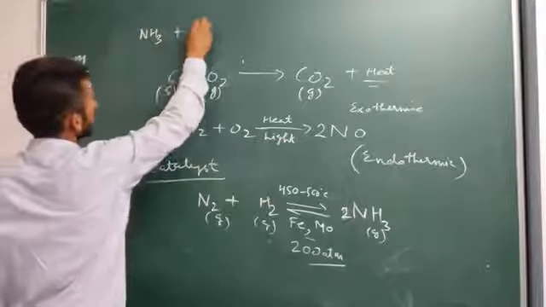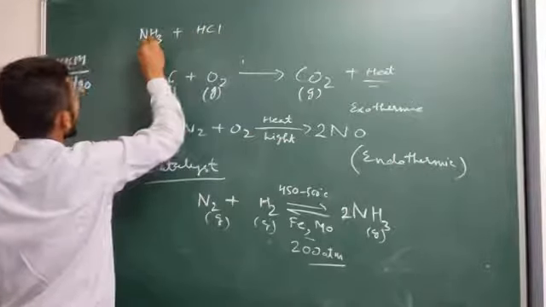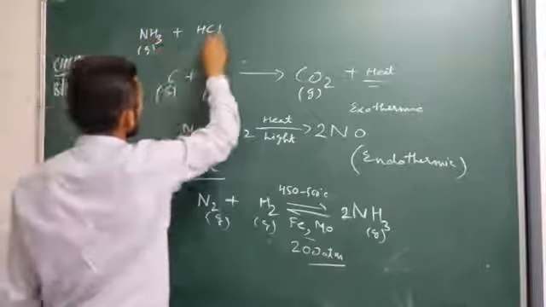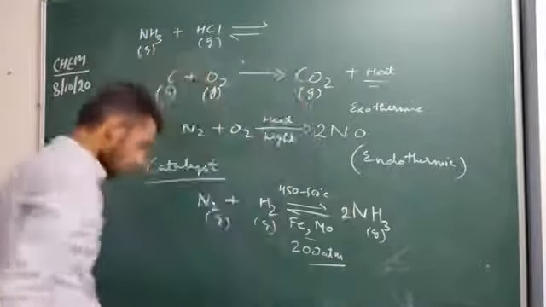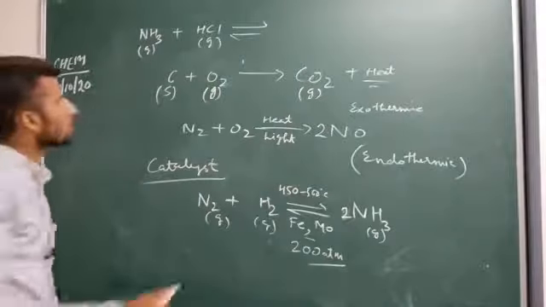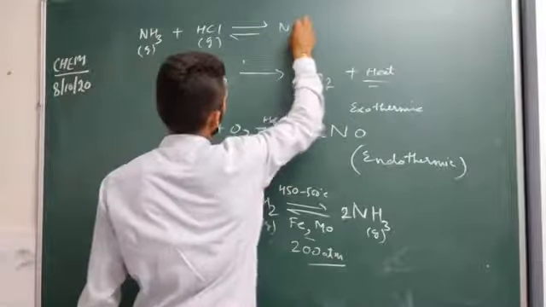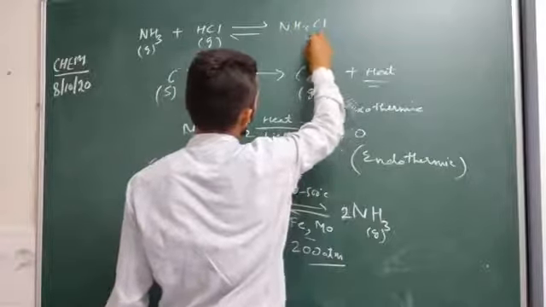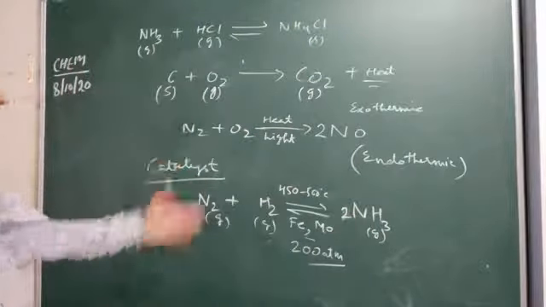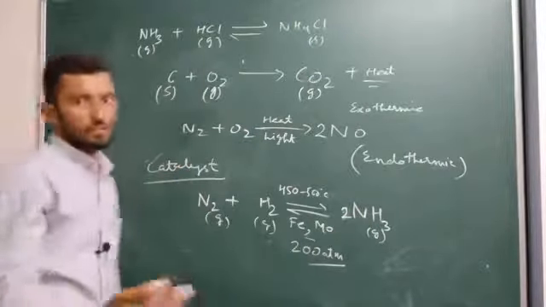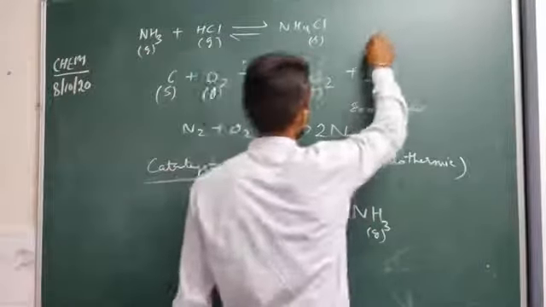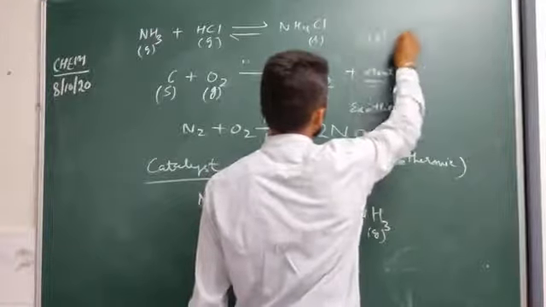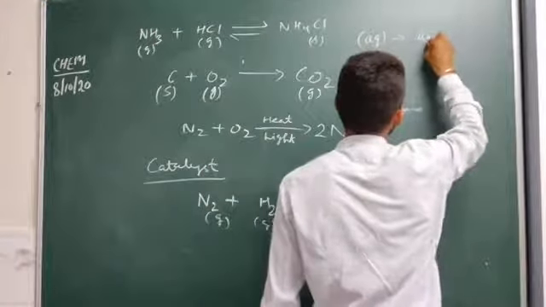Similarly, NH3 plus HCl: this one is gaseous, this one is also gaseous, so when they combine there is formation of ammonium chloride, which is in the solid form, so that represents another state. So S is for solid state, L for liquid state, G for gaseous state, and AQ refers to aqueous solution.